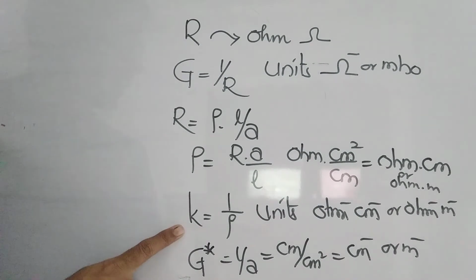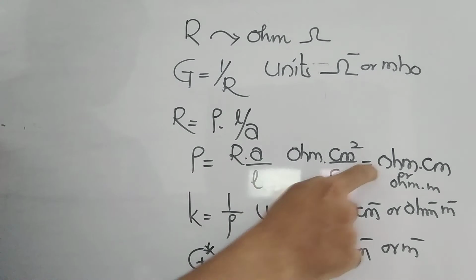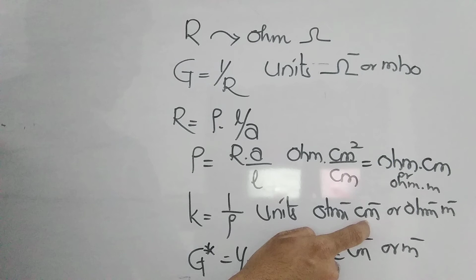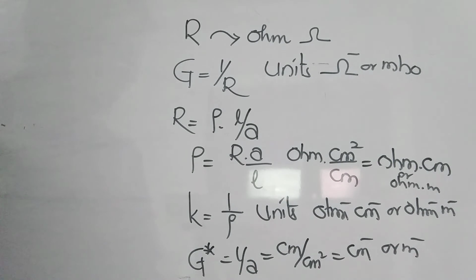Then kappa, conductivity. Conductivity is equal to 1 by rho. If rho is ohm centimeter, 1 by rho units will be per ohm per centimeter, or per ohm per meter. G star is the cell constant. Cell constant is equal to L by A. L units are centimeter, length. A is area, centimeter square. So centimeter inverse, or you can say meter inverse. Very important units.